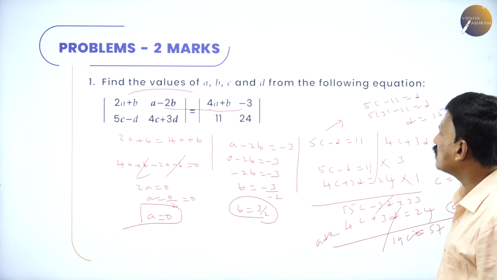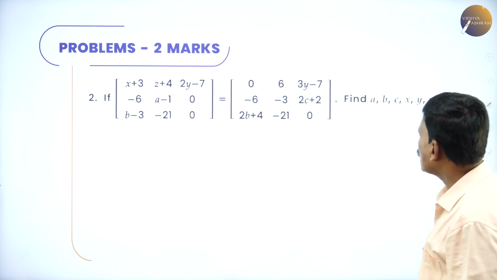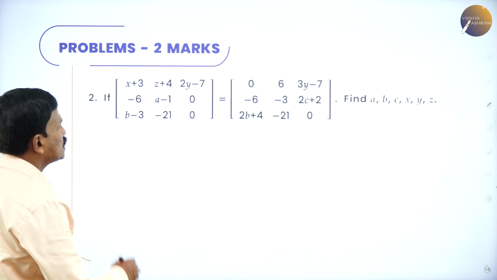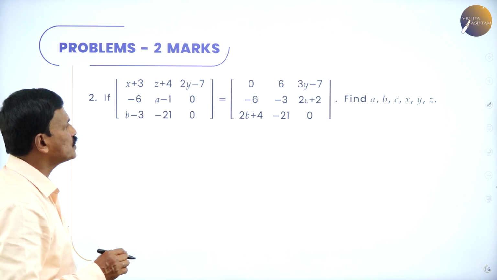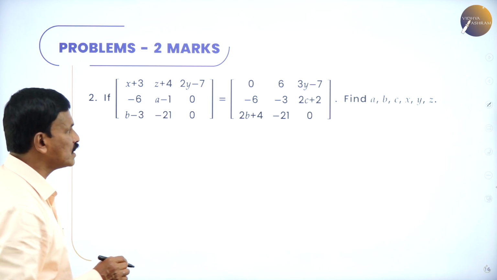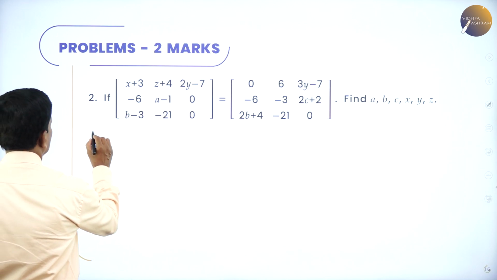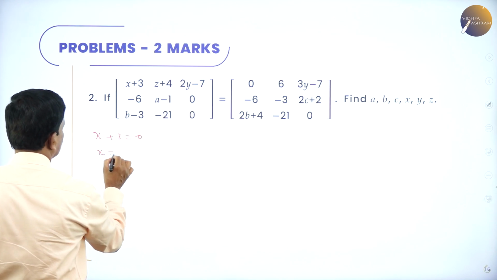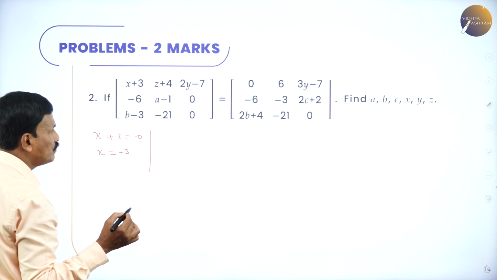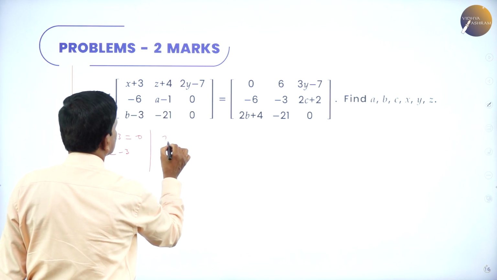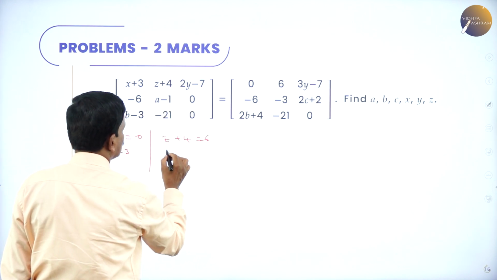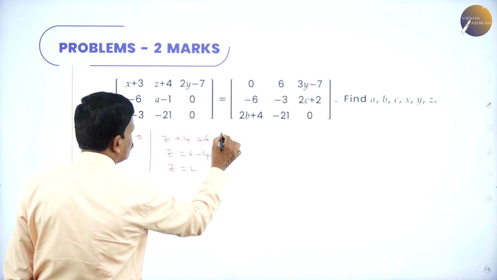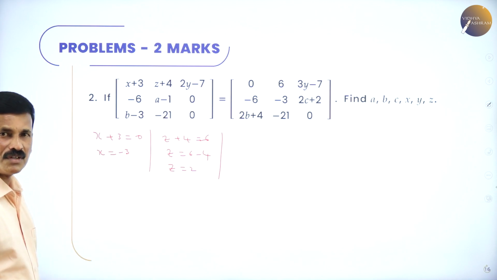Now let us solve a similar problem. This is also the same type of problem. What is given? These 3 rows, 3 columns are given. What is required is to find A, B, C, X, Y and Z. Very simple, by equality of matrices: X plus 3 is equal to 0. Therefore X is equal to minus 3. You will get one value. Then Z plus 4 is equal to 6. Therefore Z is equal to 6 minus 4. Z is equal to 2. So you will get the Z value.